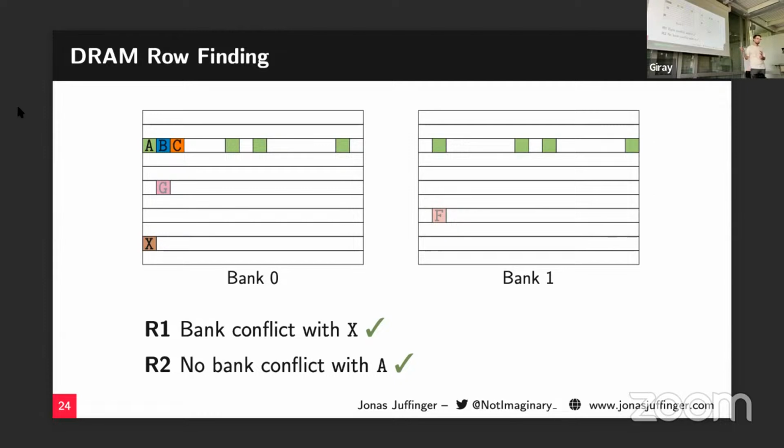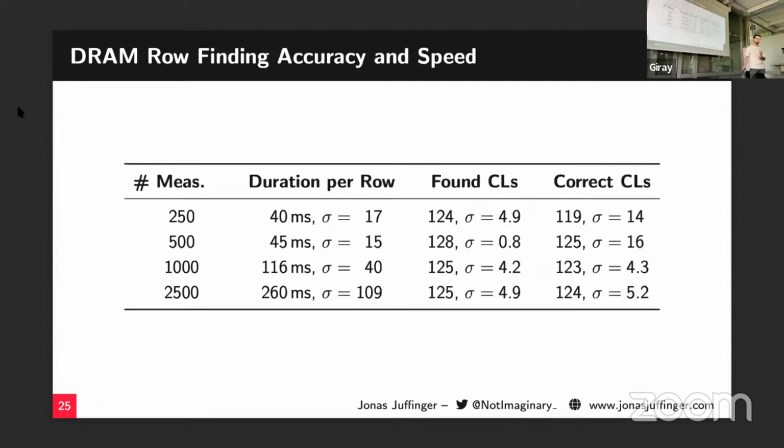And they also have numbers here. Yeah, and then we find D and so on. This is the number of measurements we do for the bank conflict side channel. If you do 500 measurements for each page, it takes us 45 milliseconds to build a row, for example. So this is super quick. And we find pretty much all offsets. Of the 128, for example, 125 are correct. And this is totally enough because we don't need all offsets to do RowPress. So this works extremely well and quick, which is nice for our exploit.